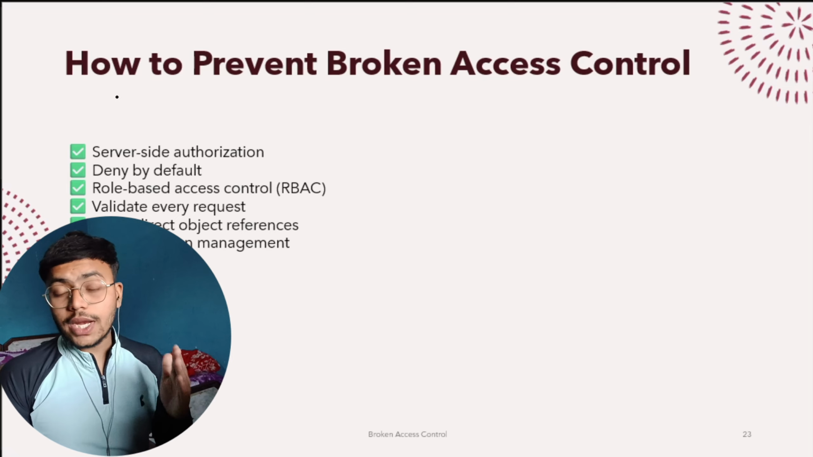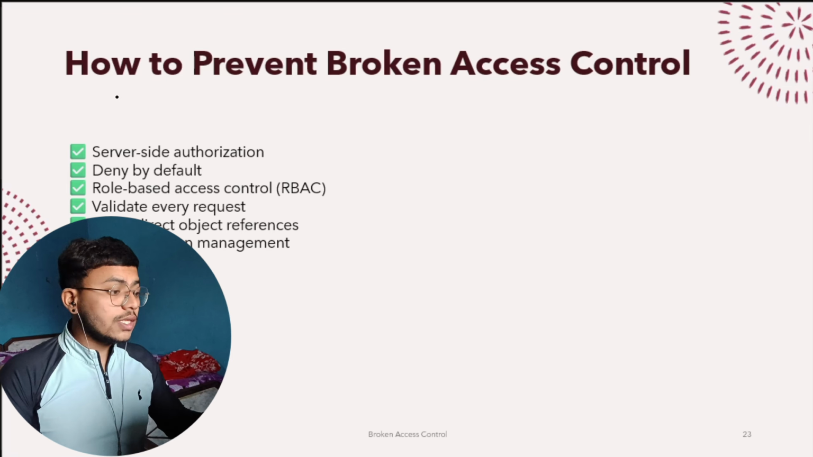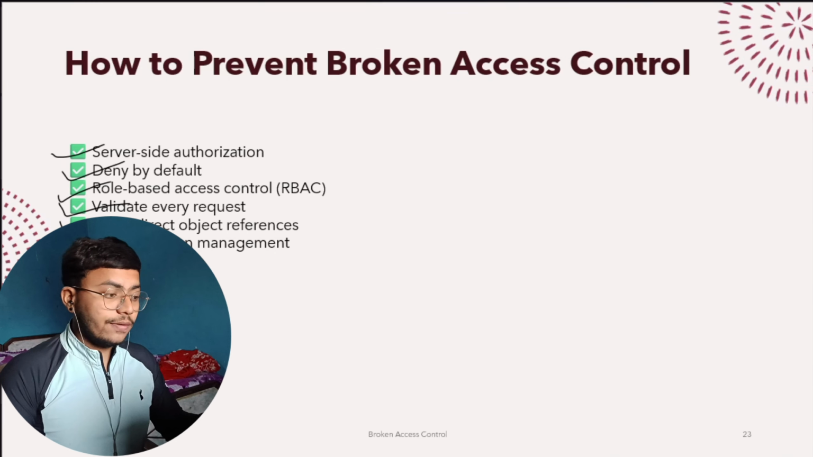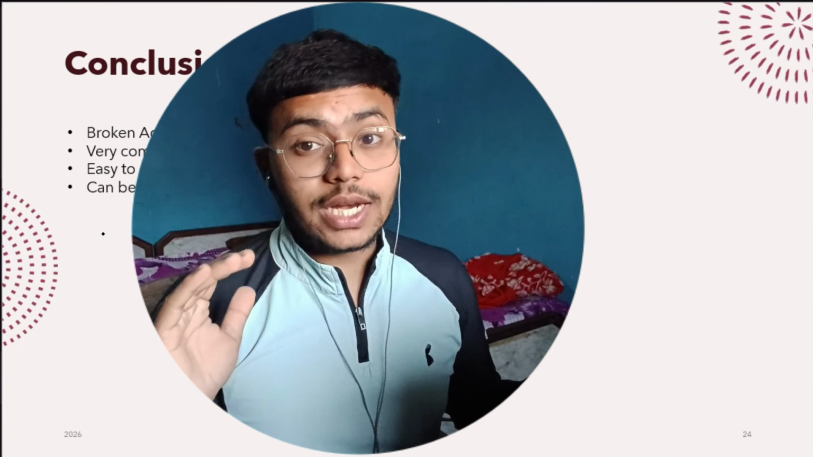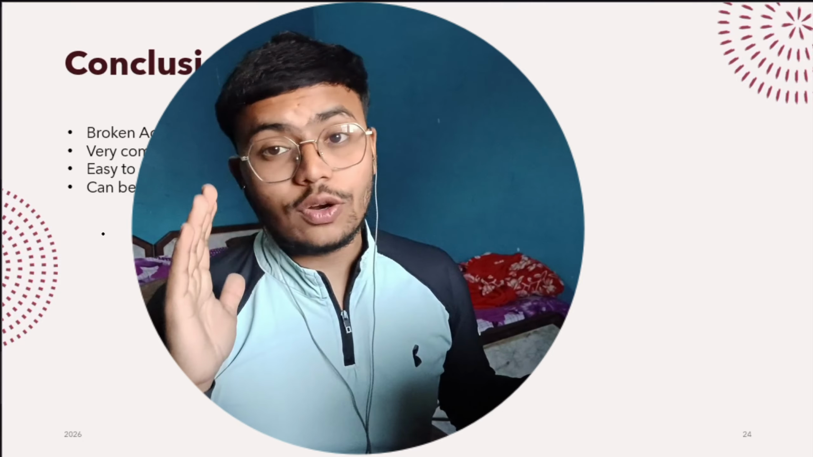How to prevent broken access control? We have to use server-side authorization, deny by default, role-based access control, validate every request, use indirect object references, and proper session management. Remember, never trust the client, always enforce the access control on the server.